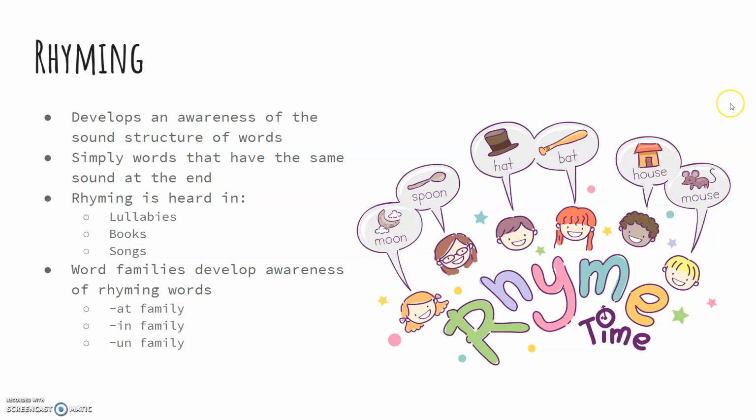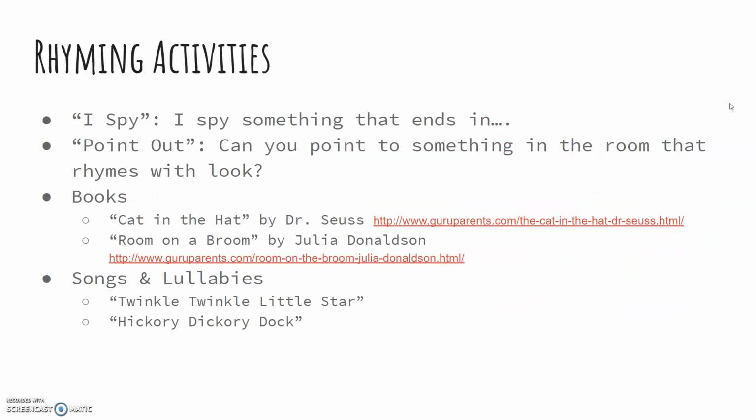You can further develop your rhyming skills with these following activities. You can play I Spy. For example, I spy something that ends in at. How about that mat? I see something that ends with un. It's the sun. You can also play the game Point Out. Can you point to something in the room that rhymes with look? Yes, how about that book?